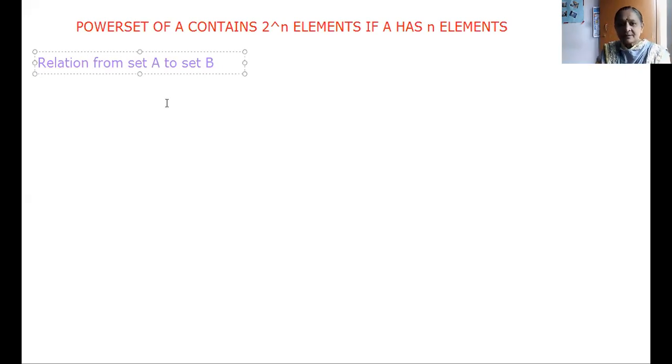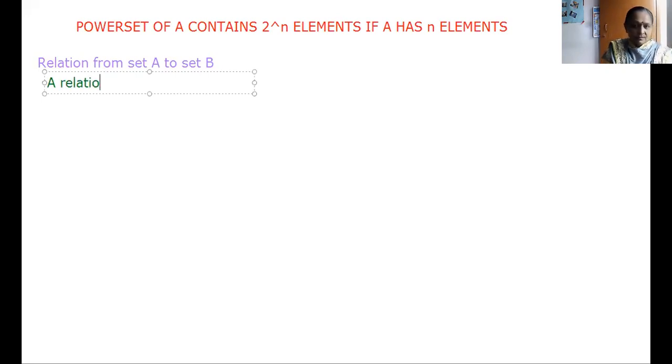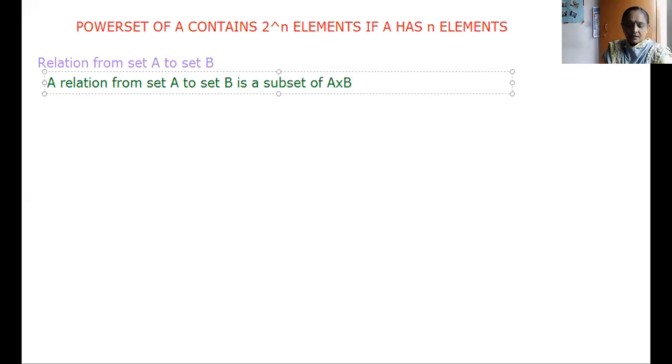Okay, we cannot waste more time here. So, let us define a relation from set A to set B. A relation from set A to set B is a subset of A cross B. So let us have a Venn diagram so that you will come to know with the example.